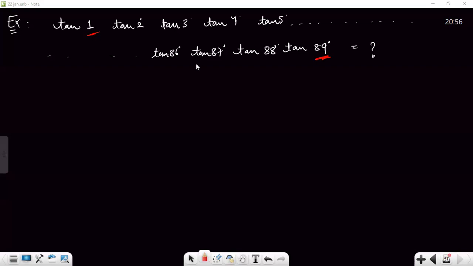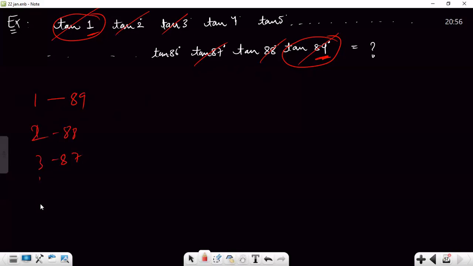So similarly, there will be pairs made. Tan of 1 and tan of 89 is 1. If 1 is getting multiplied with any other thing, then it just doesn't matter. The other term matters. So this becomes 1. Tan of 2 and tan of 88 becomes 1. Tan of 3 and tan of 87 becomes 1. So from tan 1 and tan 89, tan 2 and tan 88, tan 3 and tan 87, all these terms will make pairs except one.